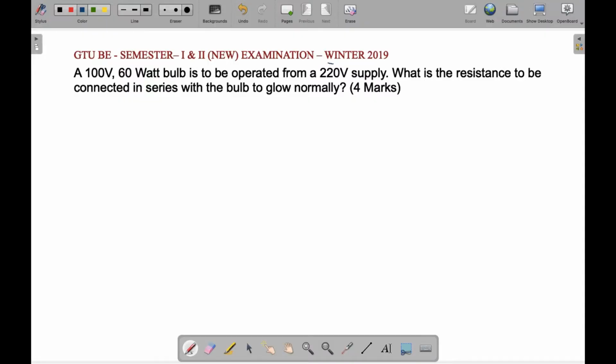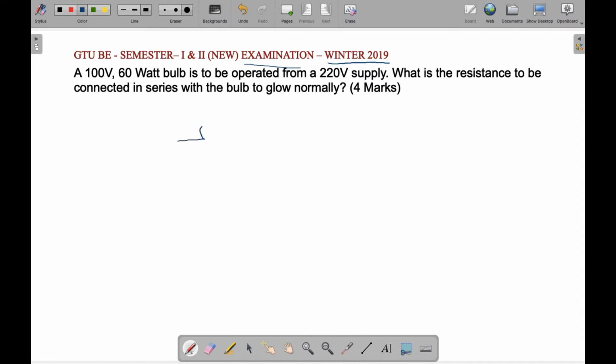So this question is from the winter 2019 examination of GTU for the subject Basic Electrical Engineering. The question is: a 100-volt 60-watt bulb is to be operated from a 220-volt supply. What is the resistance to be connected in series with the bulb to glow normally? This is a 4 marks question.